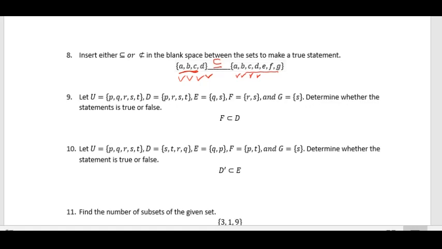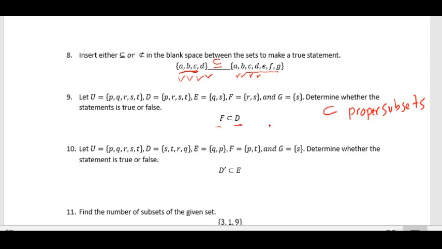Number 9, let U equal {P, Q, R, S, T}, D equal {P, R, S, T}, E is {Q, S}, F is {R, S}, and G is {S}. Determine whether the statement is true or false. So this symbol means proper subset. And proper subset means that it is a subset, and this set has at least one element that's not part of F.